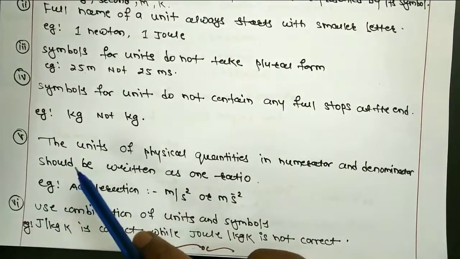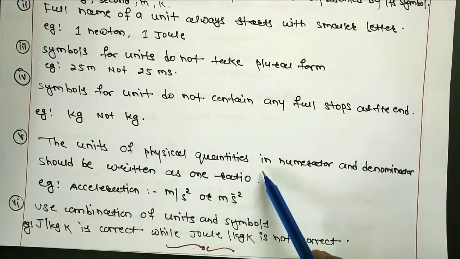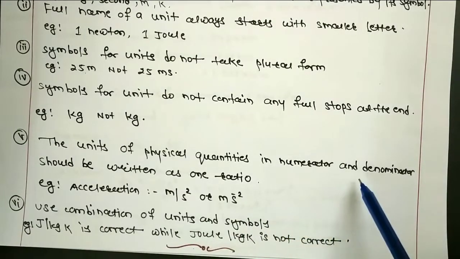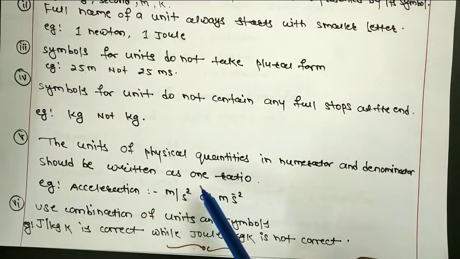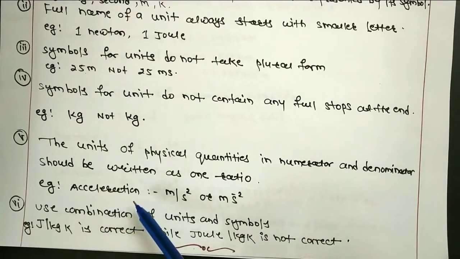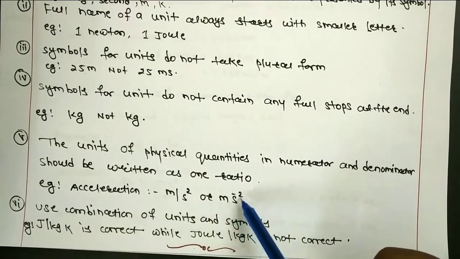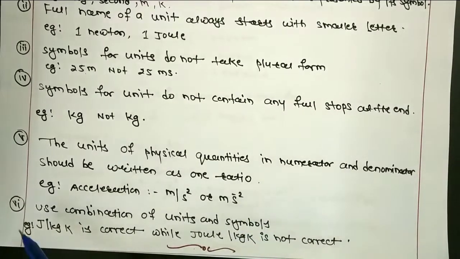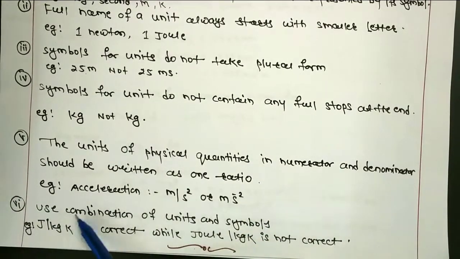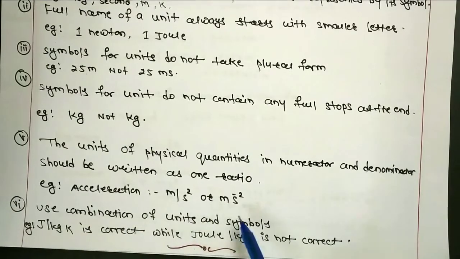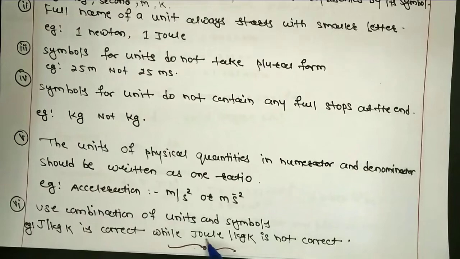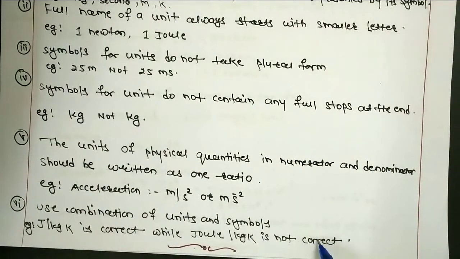Point number 5. The units of physical quantities in numerator and denominator should be written as one ratio. Example: acceleration is meter per second square, or meter second raised to power minus 2. Point number 6. Use a combination of units and symbols consistently. Example: joule per kg Kelvin is correct, while joule per kilogram K is not correct.